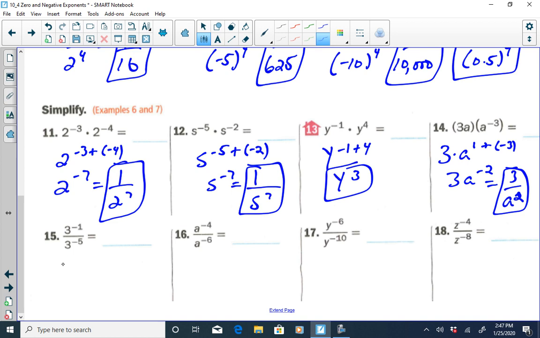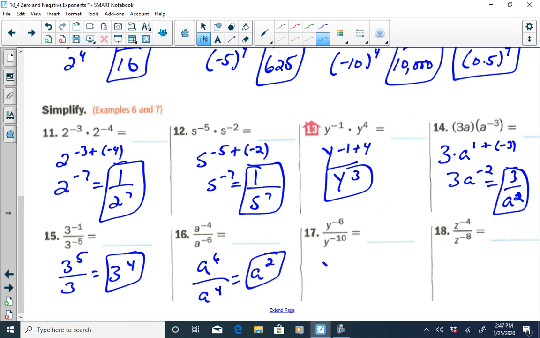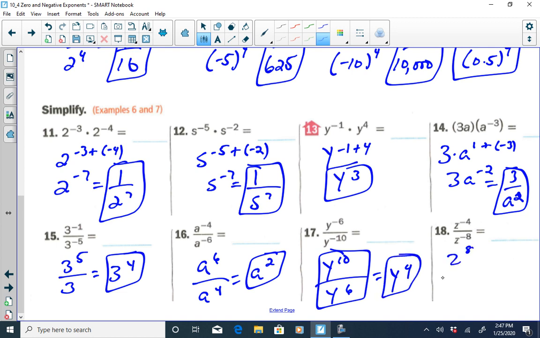Here this becomes what? 3 to the 5th over 3, which is the same as 3 to the 4th. This is a to the 6th over a to the 4th. That's the same as a squared. Here we have y to the 10th over y to the 6th. Right, oops, that is going to be y to the 4th. And this last one, that's z to the 8th over z to the 4th. That's the same as z to the 4th power.